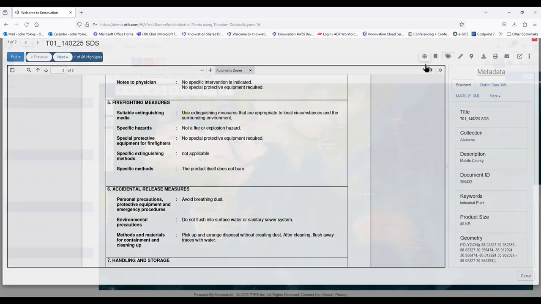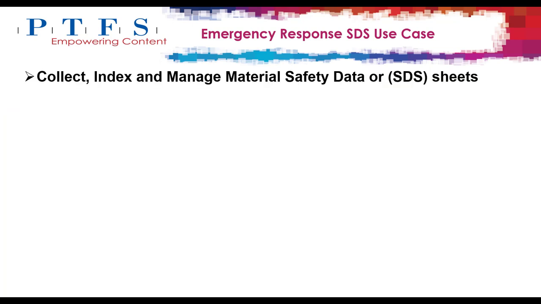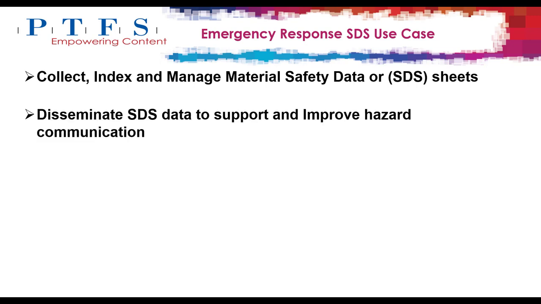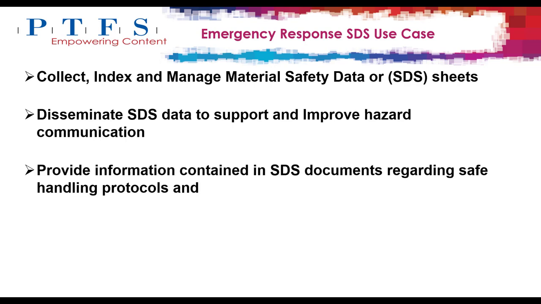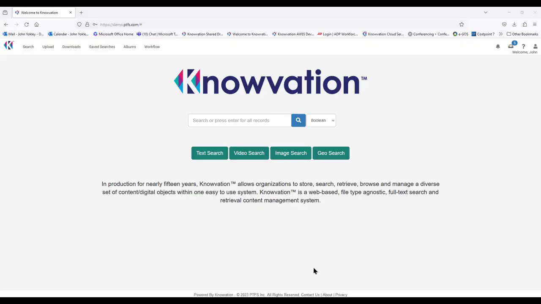The video will demonstrate PTFS's Knowvation GS Content Services Platform. We will use the Content Services Platform, or CSP, to collect, index, and manage material safety data, or SDS sheets, disseminate SDS data to support and improve hazard communications, provide information contained in SDS documents regarding safe handling protocols, and provide first responders to chemical incidents first aid information in near real time. Knowvation GS provides an excellent tool for collection, indexing, and management of material safety data sheets.